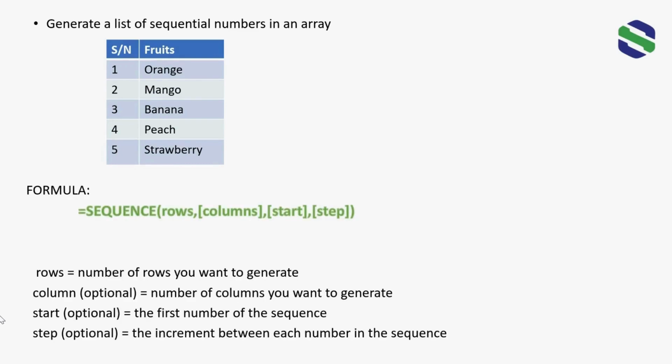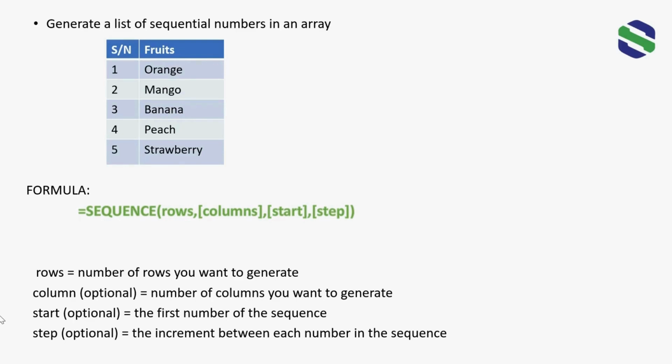Now let's look at the syntax for the function. The formula of this function is equals SEQUENCE(rows, columns, start, step). The rows argument is the number of rows that we want to generate. In this case, when we consider the above table, we have 5 rows for the list of fruits. Though we have 6 rows, the first row is the heading, so it is not considered. So we have 5 rows for the fruit.